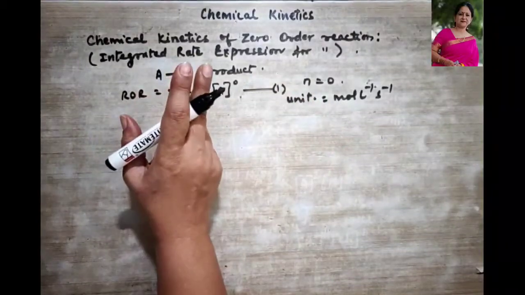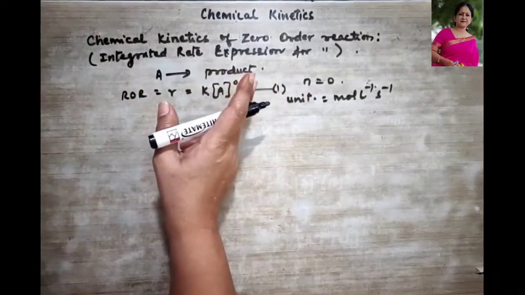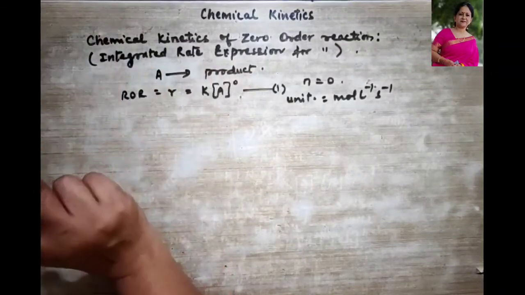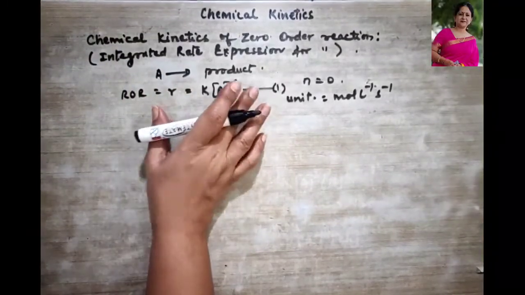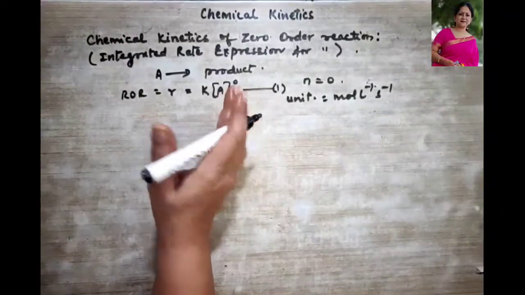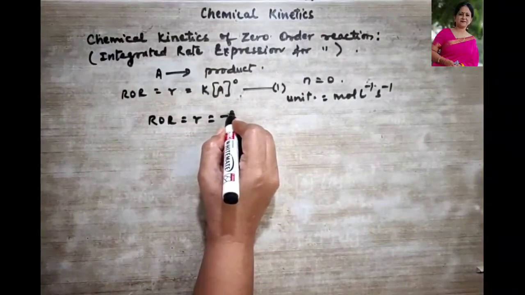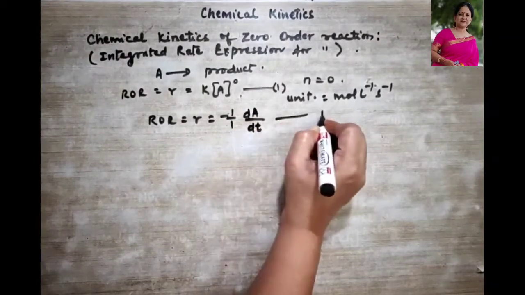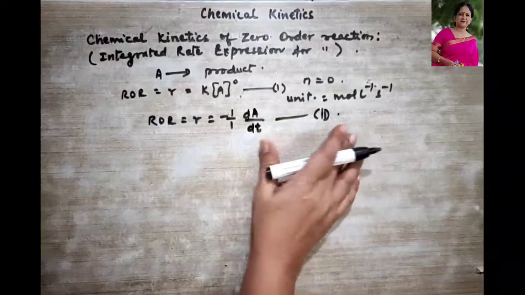I repeat, zero order reactions are a special kind of reactions where the rate of reaction does not depend upon the concentration of the reactant. The concentration of the reactant decreases with the increase in time, but it will not affect the rate of reaction, right? So now we can write the rate of reaction as minus 1 upon 1 dA upon dt. Let this be equation 2. That was equation 1.